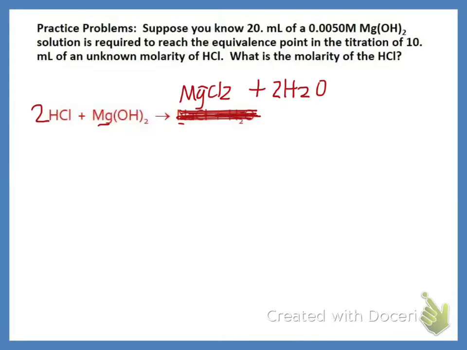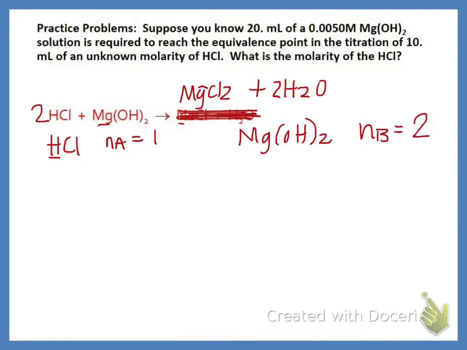But we're actually not going to even look at that. We're going to look at the fact that HCl in its formula has 1 hydrogen, so Na is going to be 1 mole of hydrogen, so that's going to be 1. For magnesium hydroxide, remember Nb is the number of hydroxide that are in the formula, so in that case Nb is going to be 2. So now we can work our problem using our Ma, Va, Na equal to Mb, Vb, Nb.